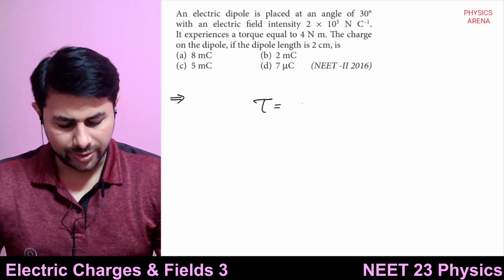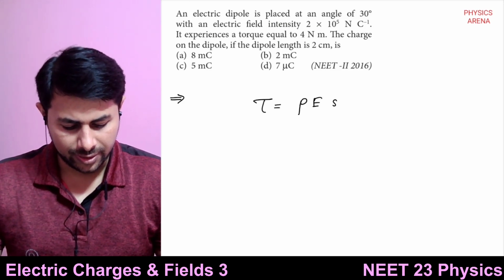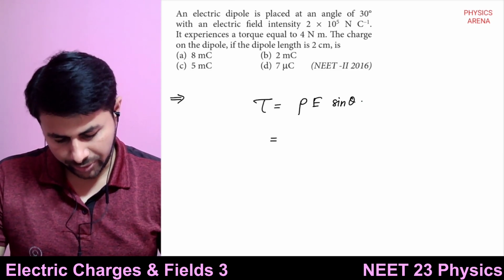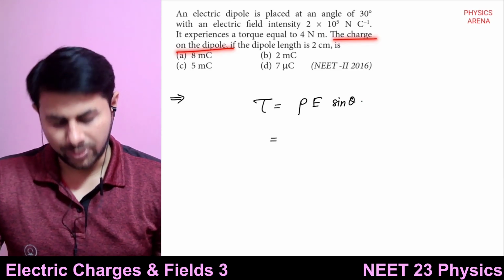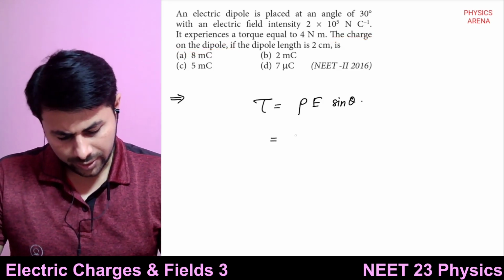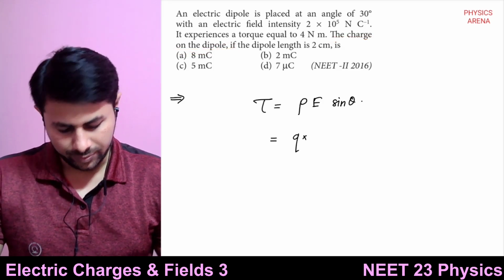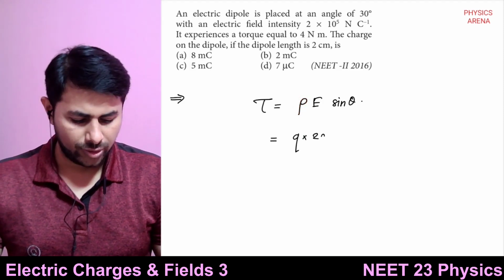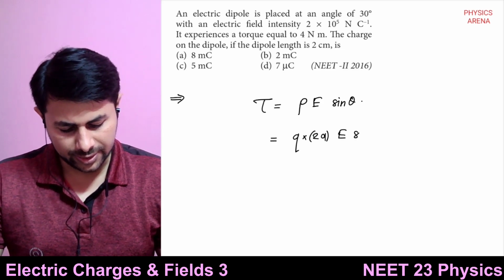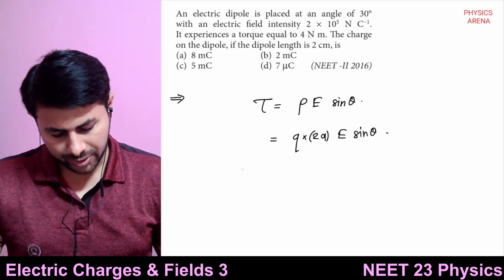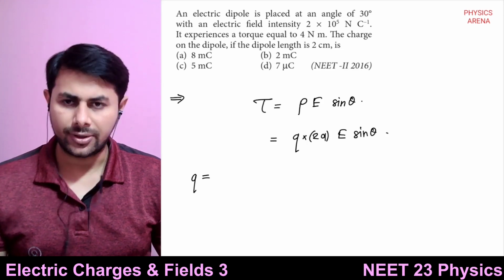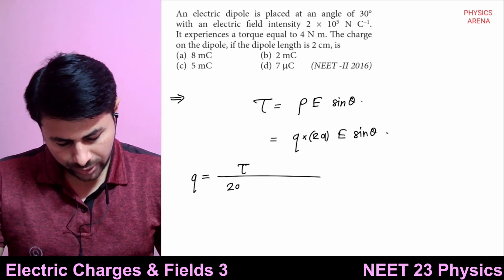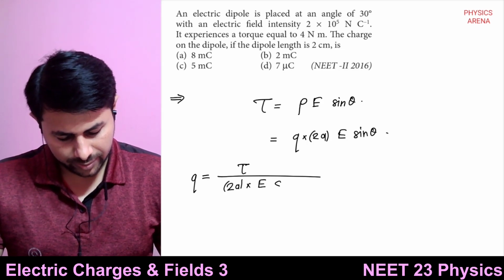So we know tau is equal to PE multiplied by sine theta. And we want to find out the charge on the dipole. So suppose the charge is Q. So P is equal to what? Q multiplied by 2A, into E sine theta. And we want Q, so we'll take all other things on the other side. So it is tau divided by 2A multiplied by E sine theta.